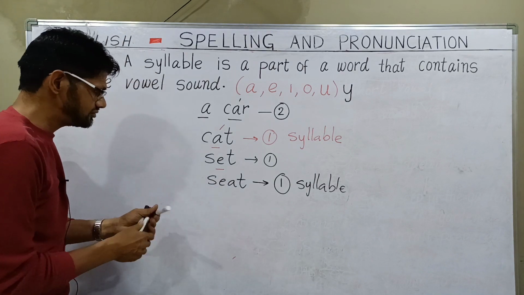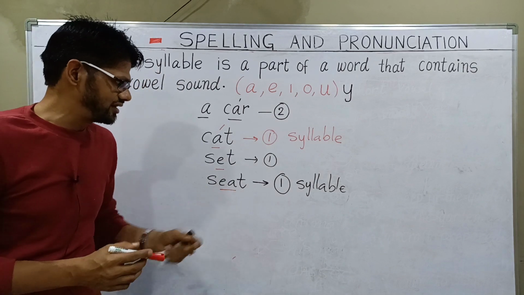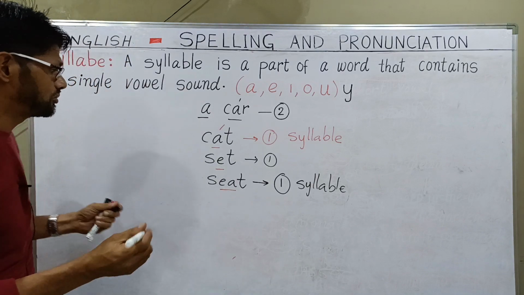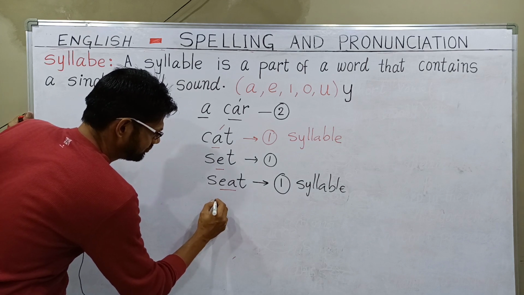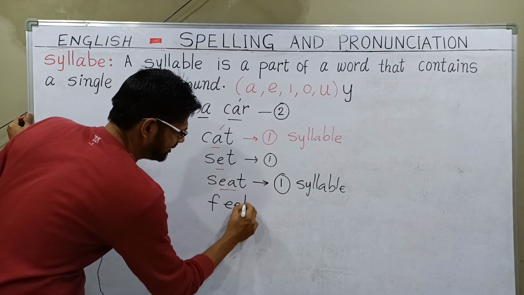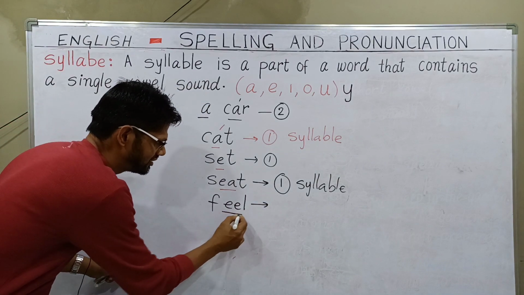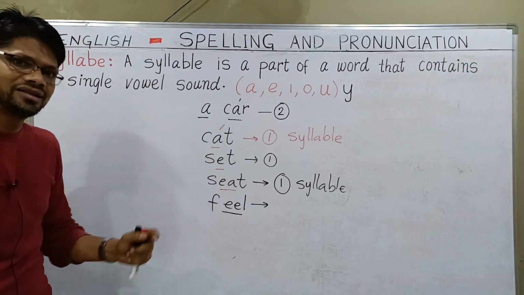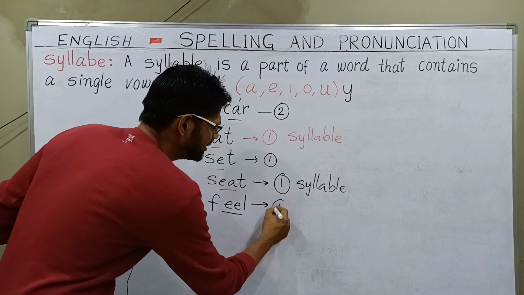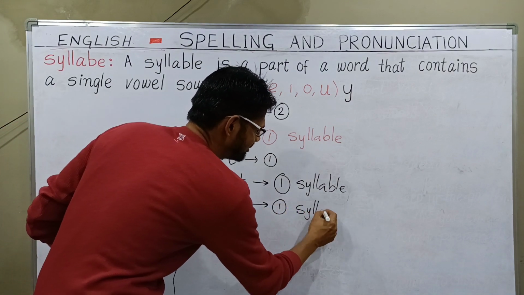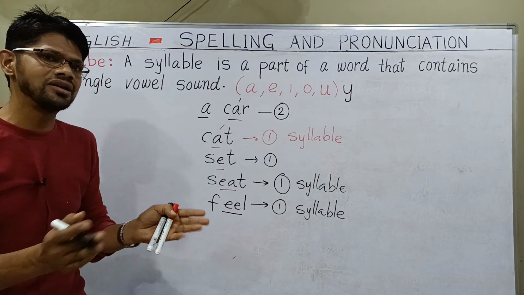So these two together, we can say they are producing one beat only, E and A. That is the reason. If I can give you many examples, for example, feel, F-E-E-L. The word feel has two E's, but they are producing only one beat, one sound. So that is the reason it has only one syllable. Syllable means beat of vowel, or sound of vowel. Vowel sound is called syllable.